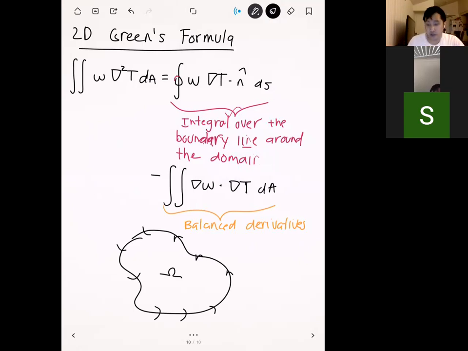Any questions on this before we move on to heat conduction?